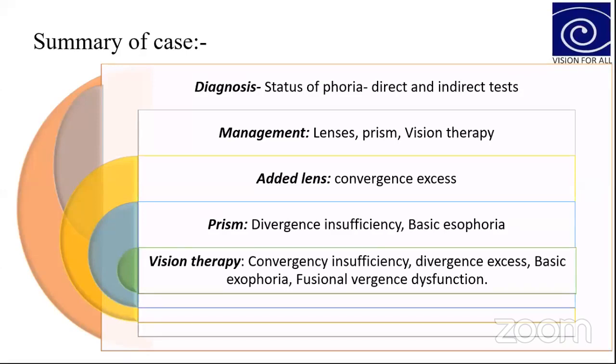It has become lengthy, I know that, and some of you might be bored with this lecture. So let's quickly revise these cases. When it comes to the diagnosis, first you see the amount of phoria, and then you correlate it with the direct test and indirect test. I always use the direct test and indirect test. If you understand the direct and indirect tests and the normal values, you can come to the diagnosis part. You can diagnose the case easily.